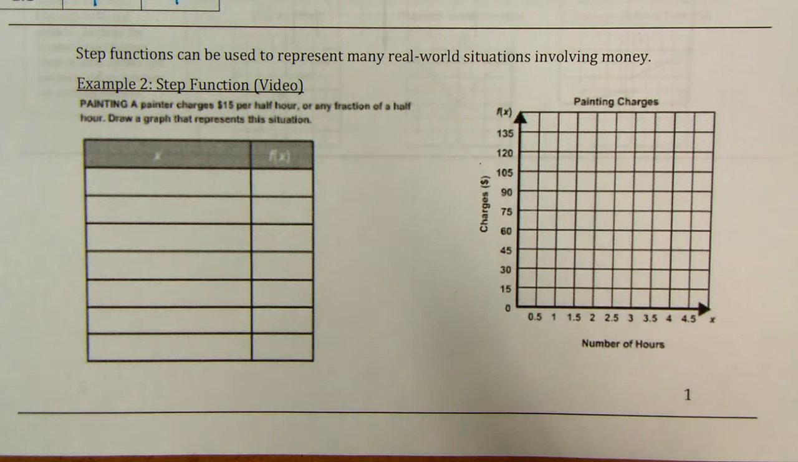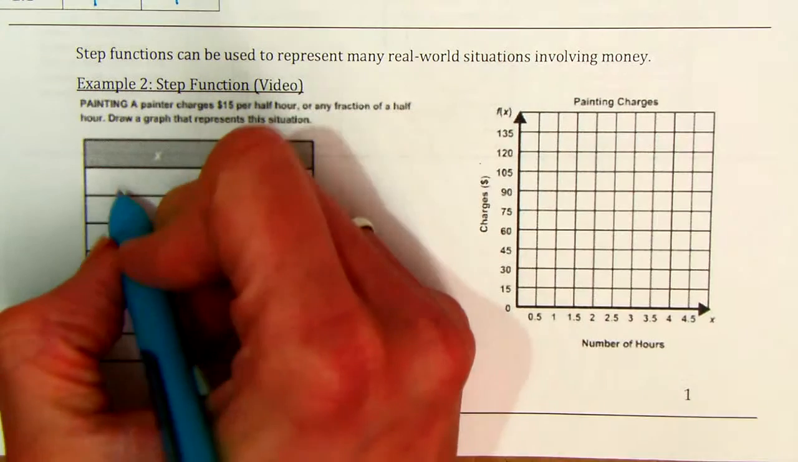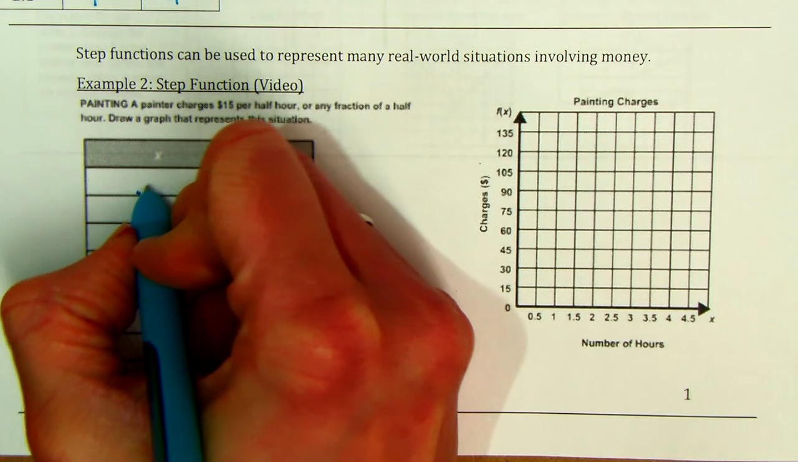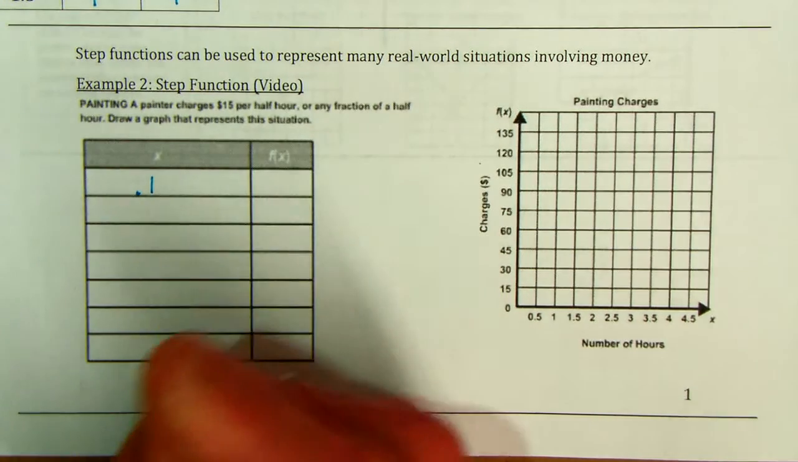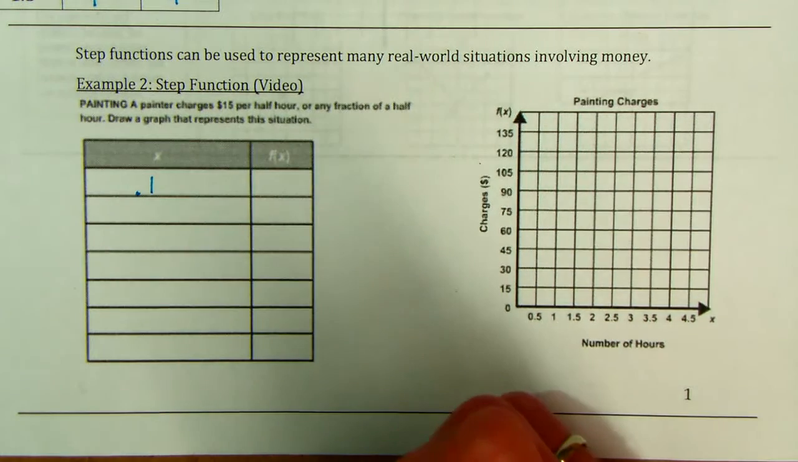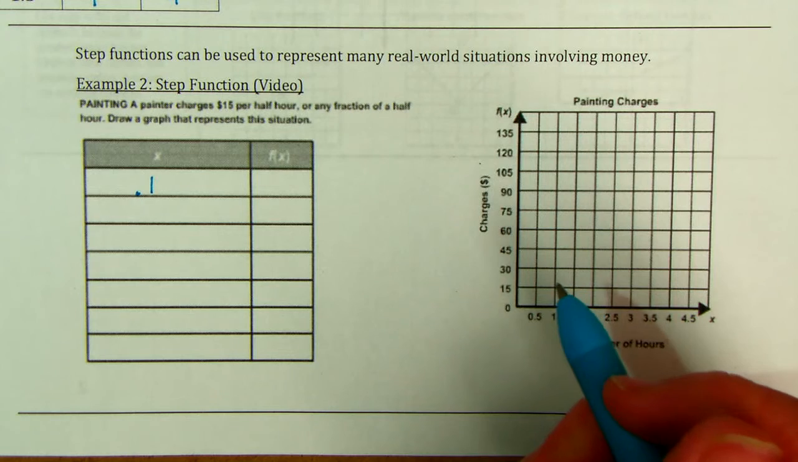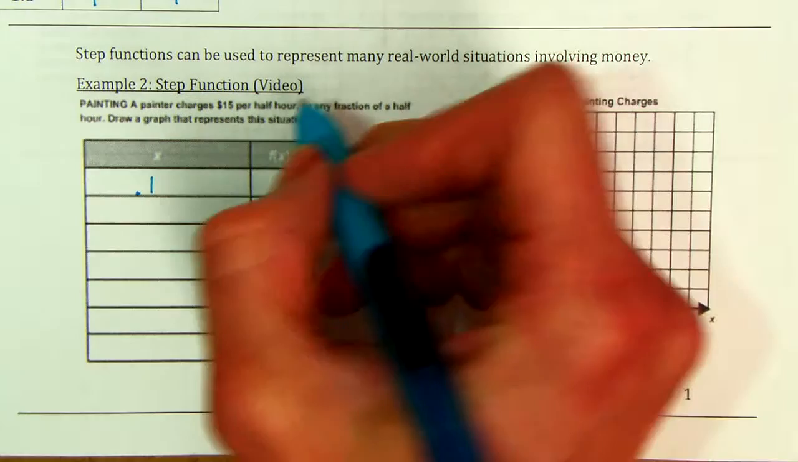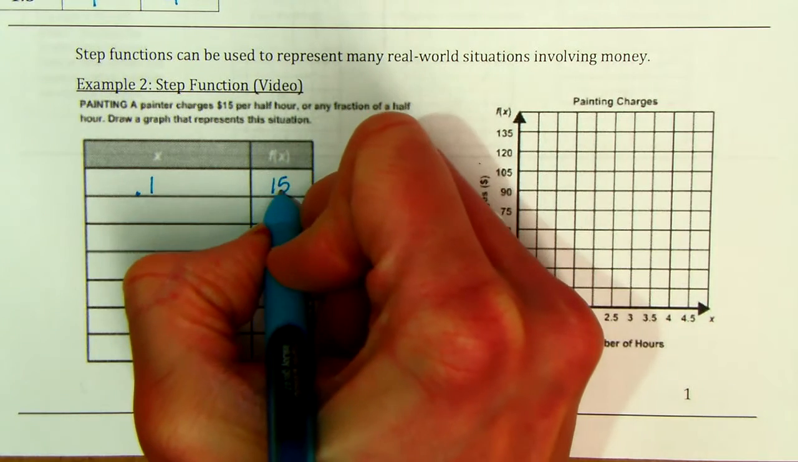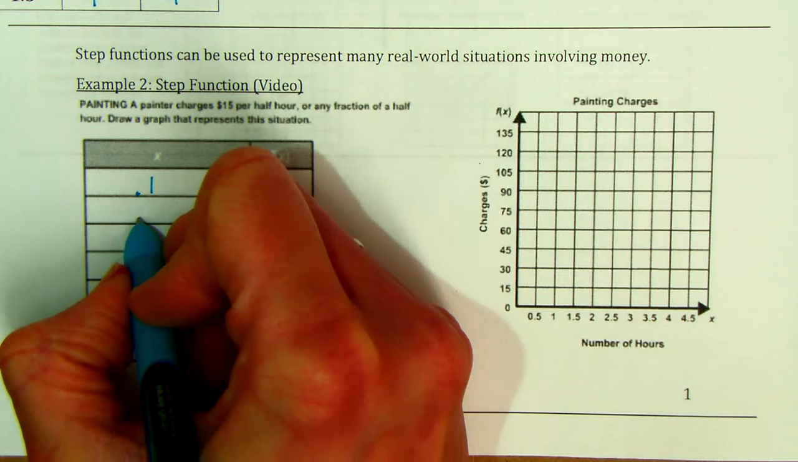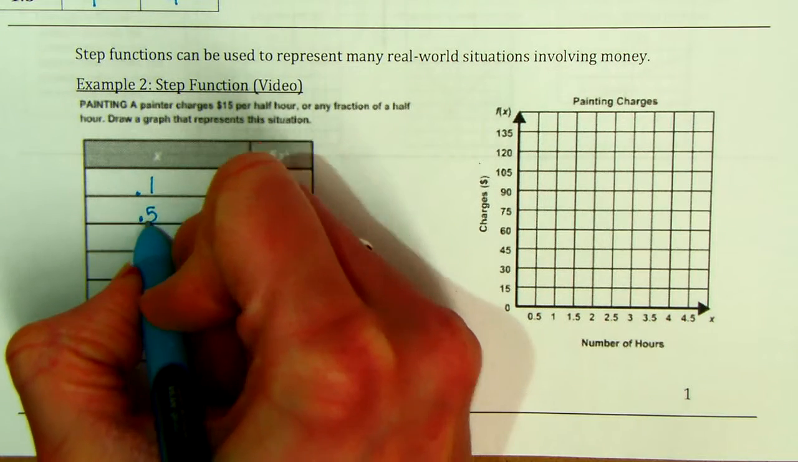Okay, so say x is 0.1 of an hour. Well, guess what? They're going to round it up to a half hour, which is going to be $15. So they're going to round it up, and it's going to be $15. Okay? If you work 0.5 hours, it's still $15. But if you go a little bit above that, just even 0.6 hours, they're going to round it up to another 30.